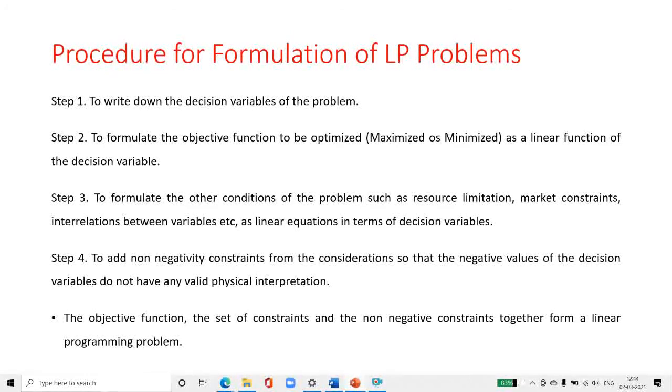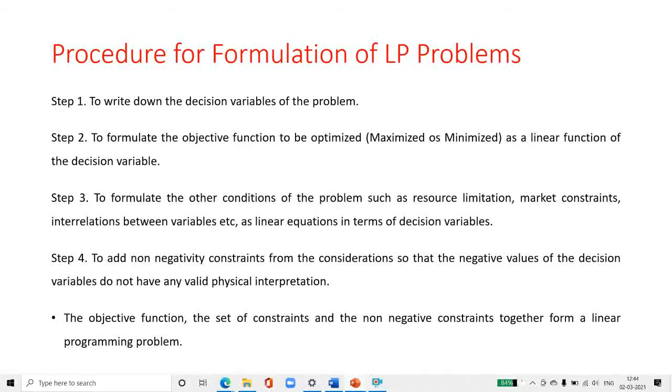Then step two, formulate the objective function to be optimized, which may be in the form of maximize or minimize. If we require profit, then it is maximize. If we require cost, then we require minimize, as a linear function of the decision variables. Then step three, formulate the other conditions of the problem, such as resource limitations, market constraints, and interrelations between variables, as linear equations in terms of the decision variables.